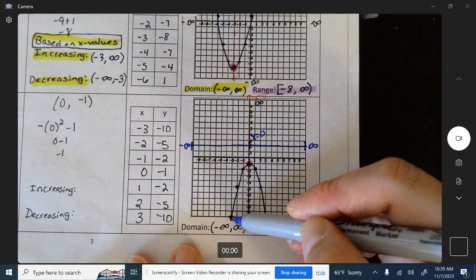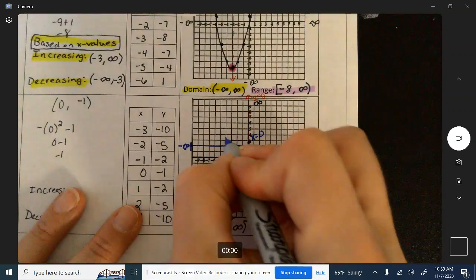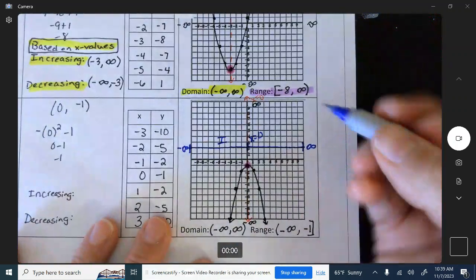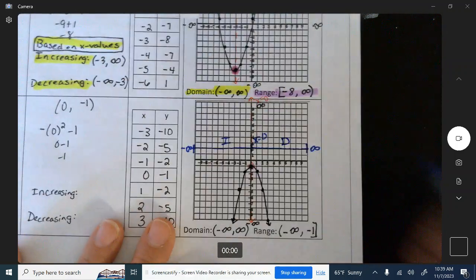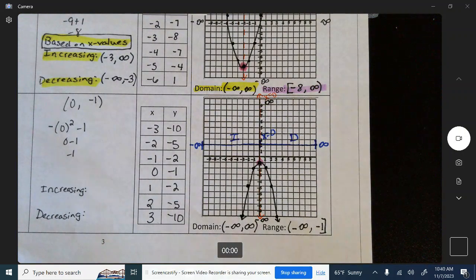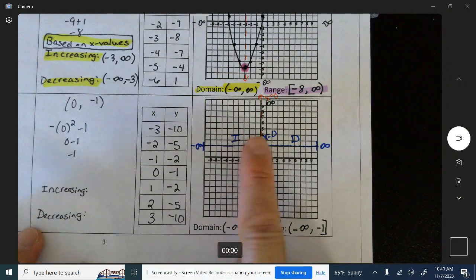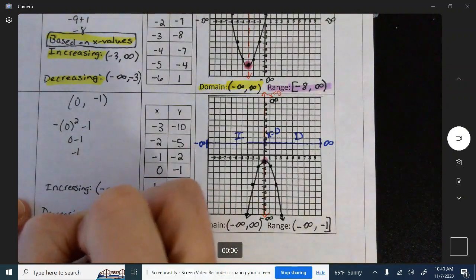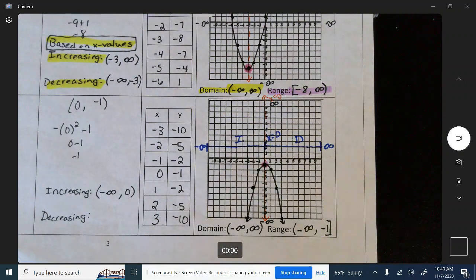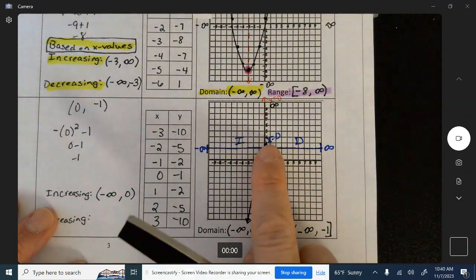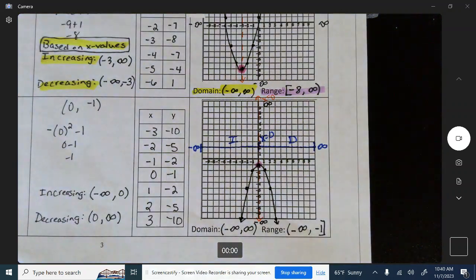If I start here and I read my graph, I am increasing to this point. So I'm going to put an I right here. I'm increasing. If I go to this side, my pen is now decreasing. So that's going to be a D. All right, so now that makes your increasing, decreasing a little easier to see. So I'm increasing from negative infinity to 0. Remember, it's based on your x values, okay? And I am decreasing from 0 to infinity.